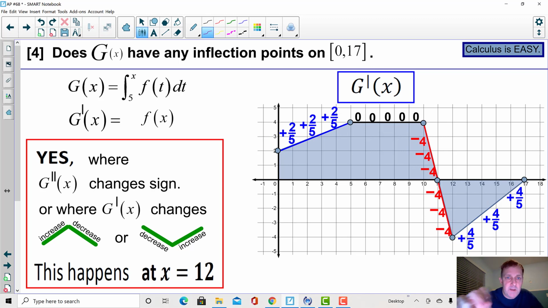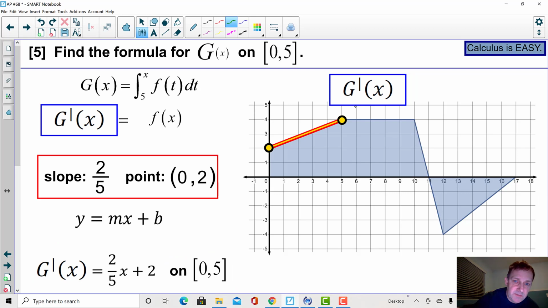So this is an easy one. And if you saw our last video, the answer is going to be exactly the same. It's going to be at this spot right here when x is equal to 12, because that's where our second derivative changes from negative to positive. So we're going to go with x equals 12 for this answer. So this question is exactly the same as last time.